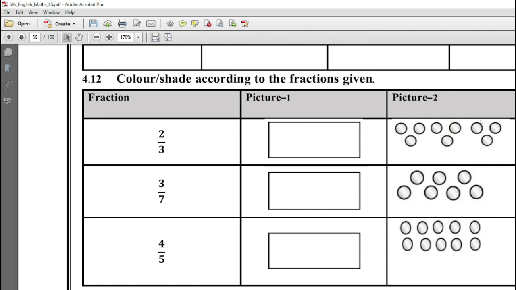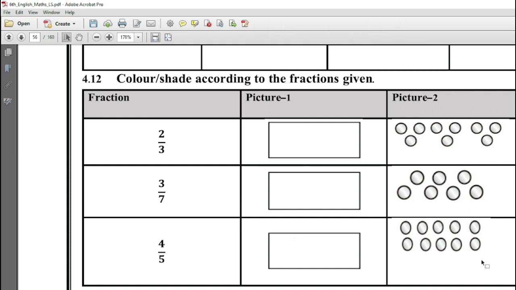And here, same also, you have to color two sets of three balls, so it represents 2 by 3. Here also you have to divide this into 7 equal parts and you have to color 3. And here 7 balls are here and you have to color 3 balls. Here you have to divide this rectangle into 5 equal parts and color 4.